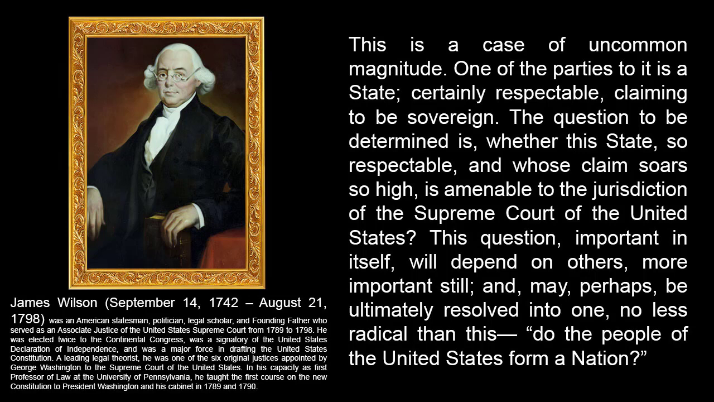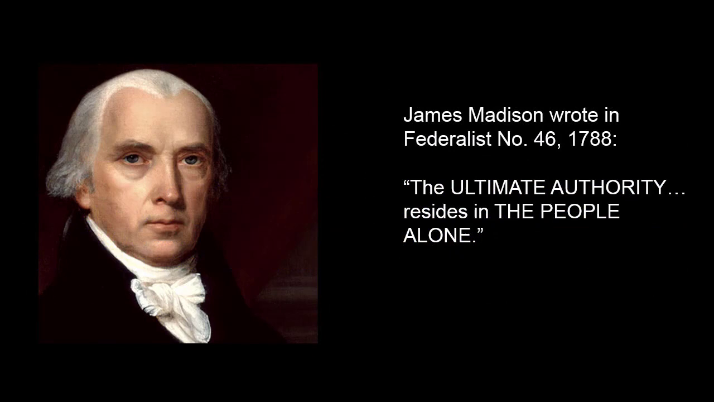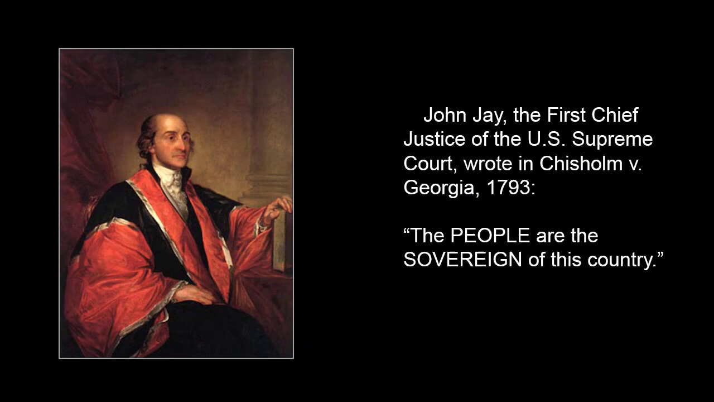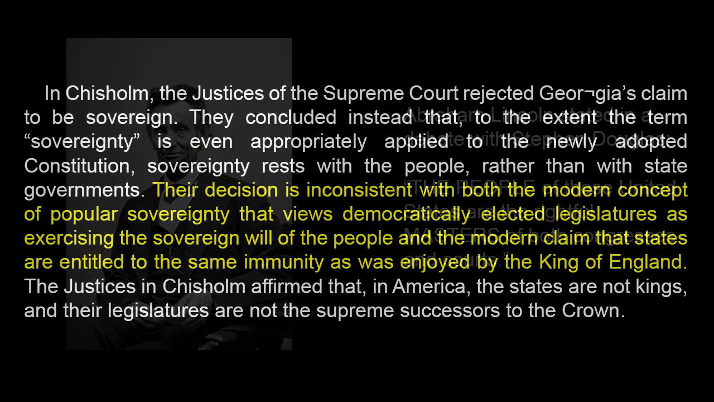In Chisolm, the justices of the Supreme Court rejected Georgia's claim to be sovereign. They concluded instead that, to the extent the term sovereignty is even appropriately applied to the newly adopted Constitution, sovereignty rests with the people rather than with state governments. This decision is inconsistent with both the modern concept of popular sovereignty that views democratically elected legislatures as exercising the sovereign will of the people and the modern claim that states are entitled to the same immunity as was enjoyed by the King of England.